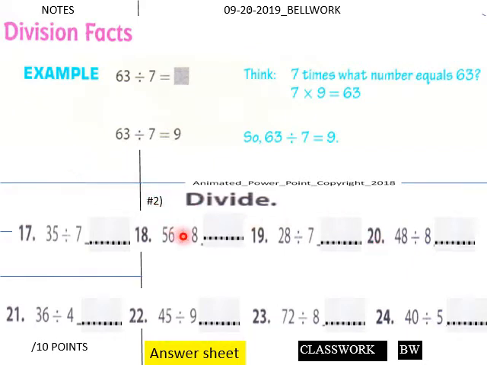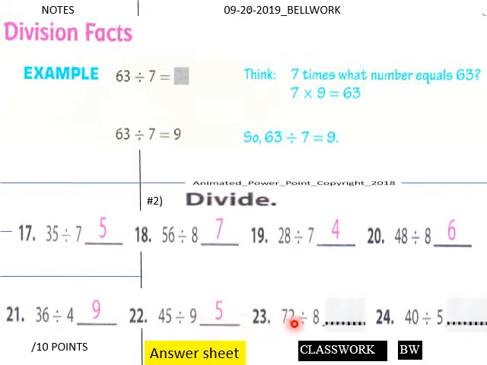Welcome back, everybody, for answers for today's bell work, which is division. For 17, 35 divided by 7. What's that? It's 5. And then 56 divided by 8 is 7. 28 divided by 7 is 4. 48 divided by 8 is 6. 36 divided by 4 is 9. 45 divided by 9 is 5. 72 divided by 8 is 9. 40 divided by 5 is 8. So there you go, there are your answers.